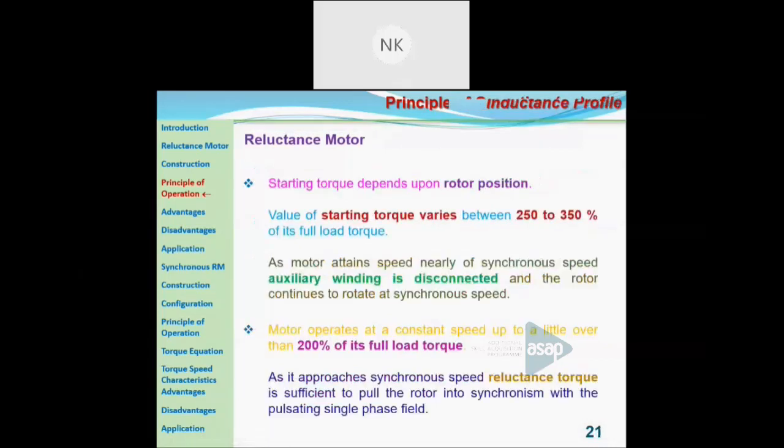From the torque-speed characteristics, the starting torque depends on the rotor position, and it varies from 250 to 350% of its full load torque. When it attains 75% speed, the auxiliary winding will be disconnected, and then it will be rotating at synchronous speed. And when the motor operates at constant speed, the pull-in torque will be 200% of its full load torque.